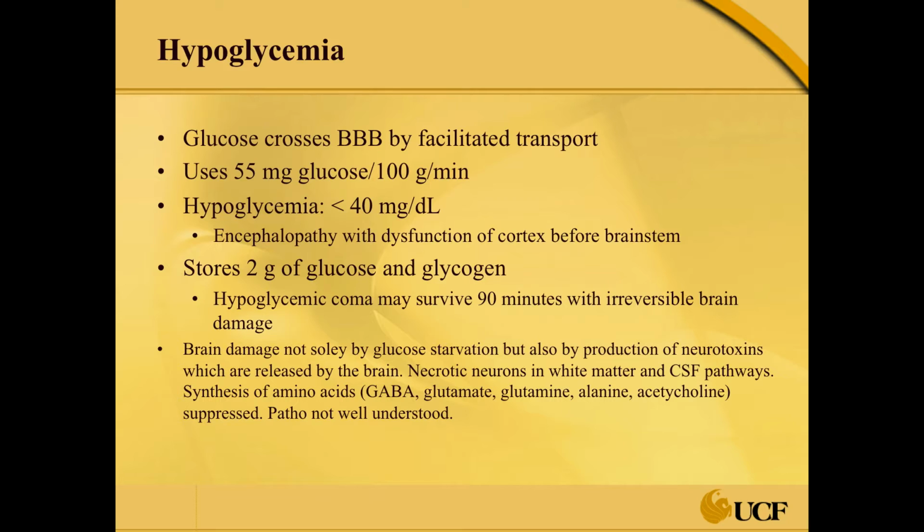Brain damage is not caused solely by glucose starvation, but starvation can also cause the production of neurotoxins and necrotic neurons in the white matter and the CSF pathways. Synthesis of amino acids like GABA, glutamate, glutamine, alanine, and acetylcholine are all suppressed.